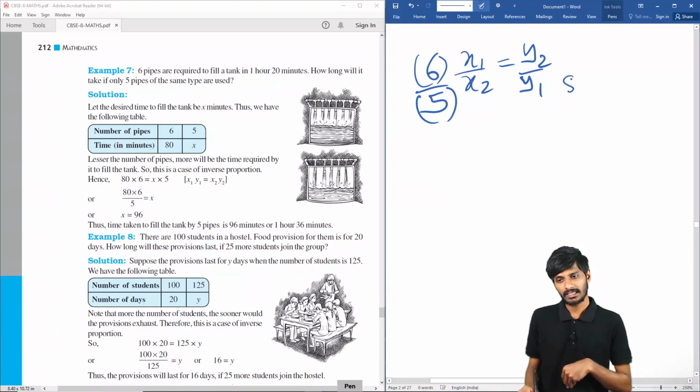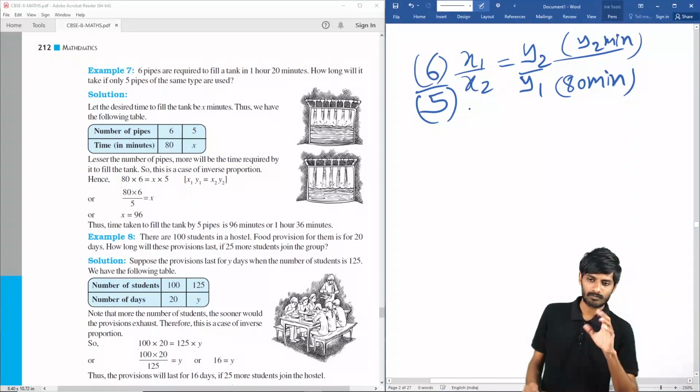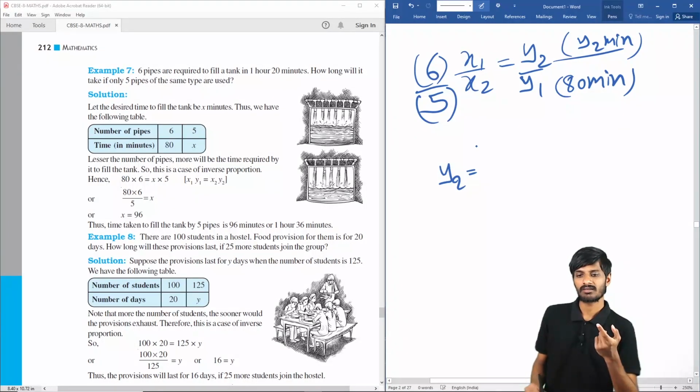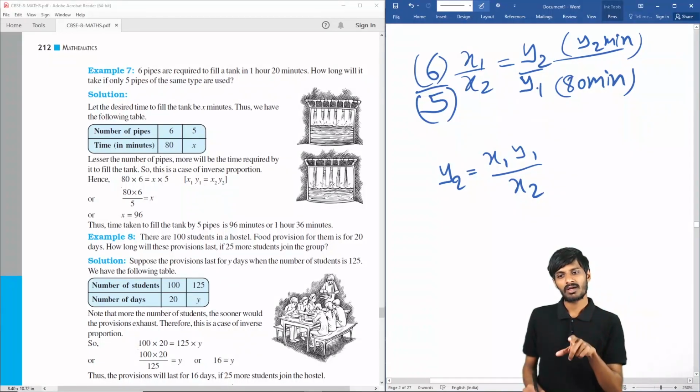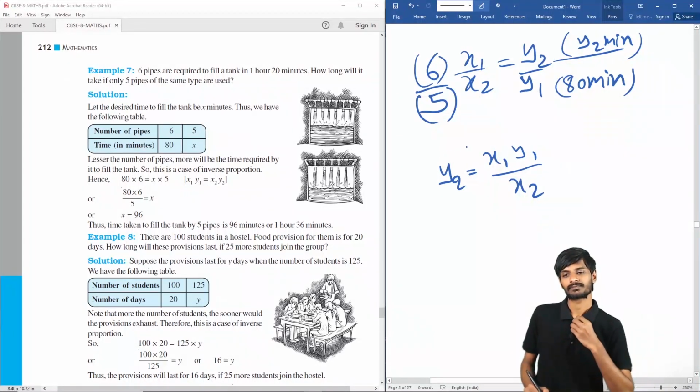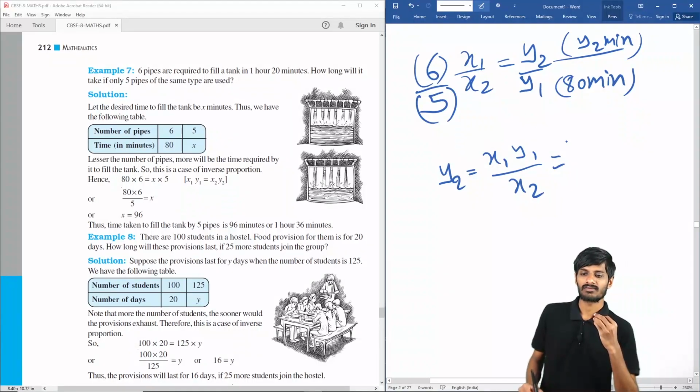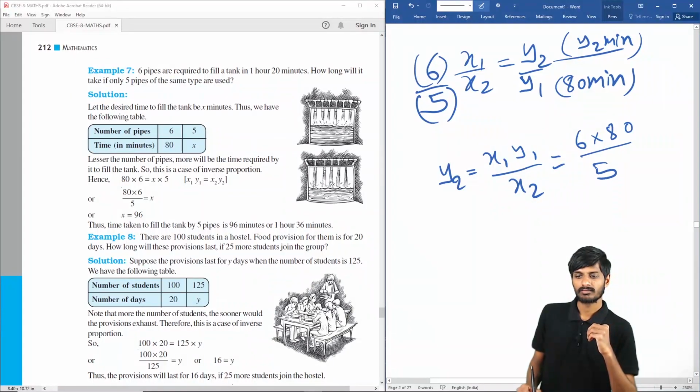At first the time is 80 minutes, and later the time is y2 minutes. Our aim is to find y2. Then y2 is equal to how much? y2 is equal to x1 y1 by x2. So x1 is 6, y1 is 80, divided by x2 which is 5.